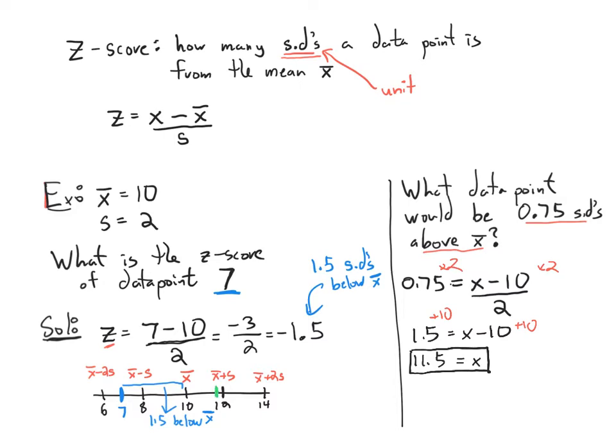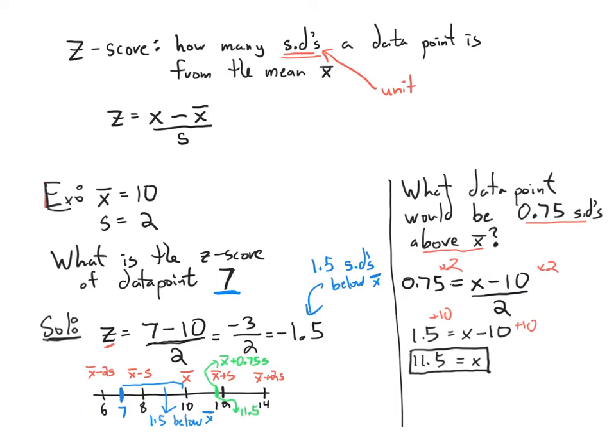So there is x bar plus 3/4 of a standard deviation, and that data point is 11.5. So that's kind of how these work. And normal distributions are very nice. They have very specific things you can say about them in terms of z-scores, in terms of standard deviations away from the mean. And that's what we're going to talk about next when I introduce what a normal distribution is.